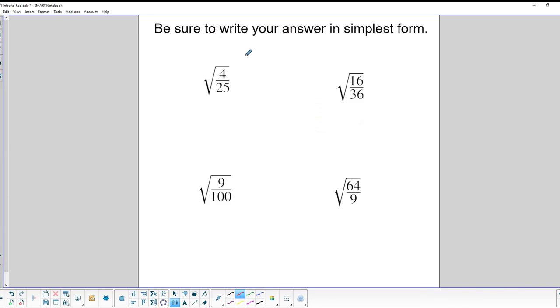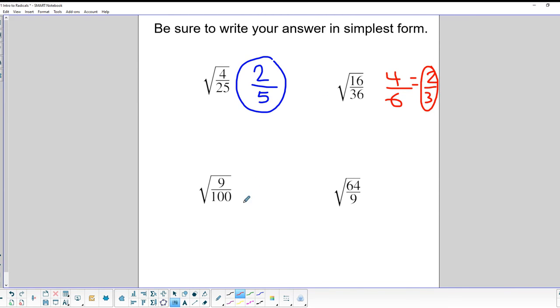So let's try a couple more. Square root of 4 over 25, the positive square root of 4 over 25. Well, the square root of 4 is 2. The square root of 25 is 5. So that's the first one, 2/5. The next one, the square root of 16 is 4. The square root of 36 is 6. And that would simplify further to be 2/3. So you could put down either answer and that would be correct.